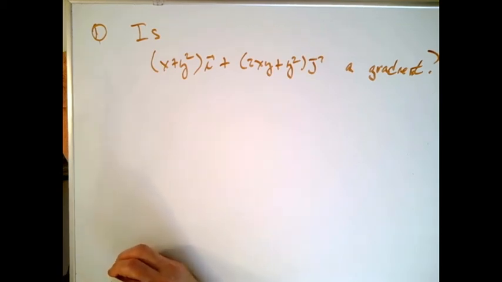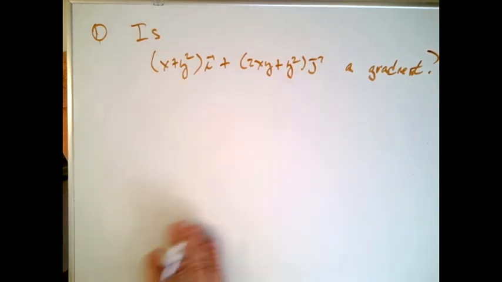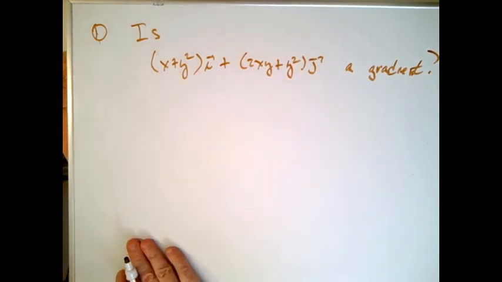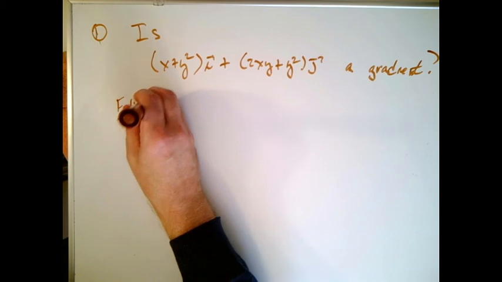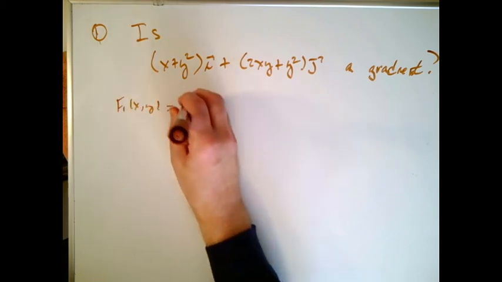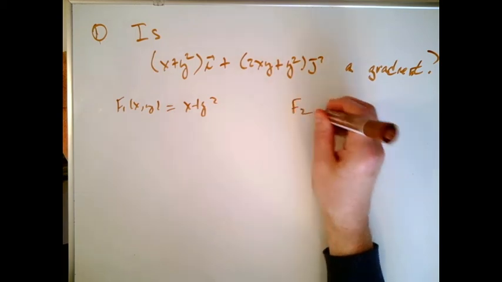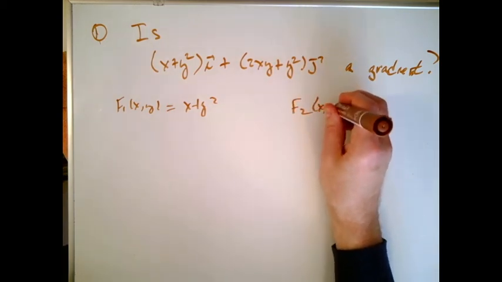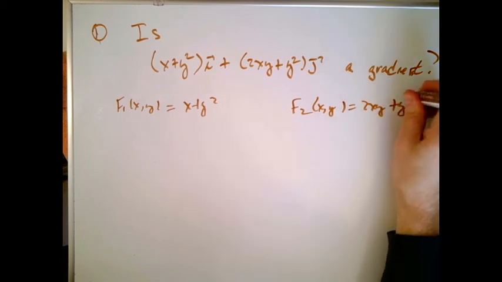Here we go. We know from the fundamental theorem of calculus for line integrals, looking at a vector field and determining whether it's a gradient or not is important. And we have this weird test, right? The weird test says identify f1. This is going to be x plus y squared. Identify f2. That's just the stuff next to j. That's 2xy plus y squared.